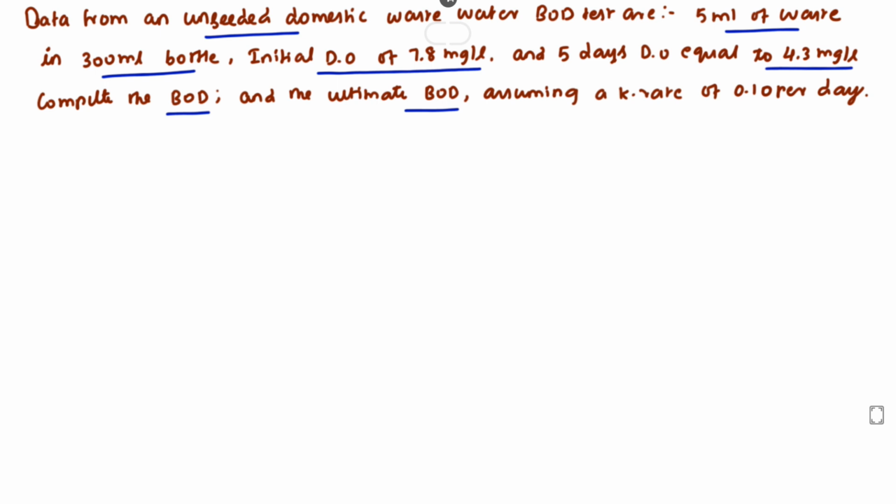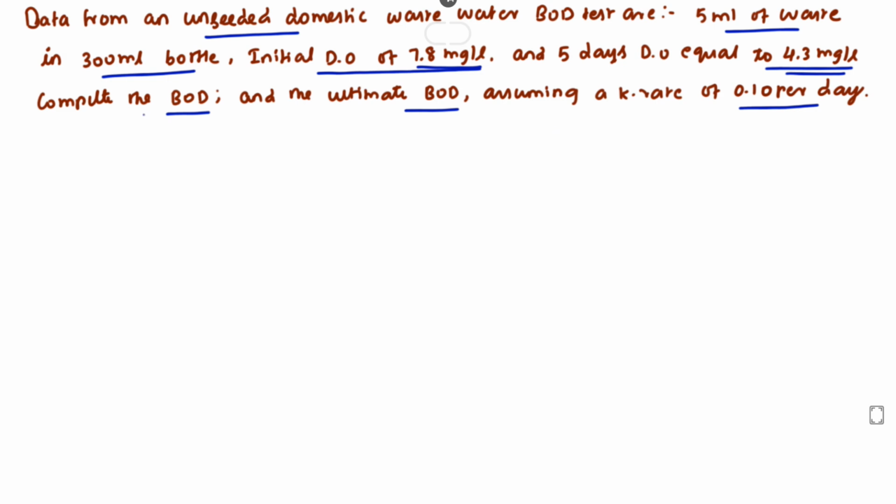We have to find the total BOD as well as the ultimate BOD, assuming the K factor is 0.1 per day. Now we find how much dissolved oxygen was consumed. Initially the dissolved oxygen is 7.8 milligram per liter. After 5 days the dissolved oxygen is 4.3 milligram per liter. So we take 7.8 minus 4.3, which is the oxygen consumed to decompose the organic matter.